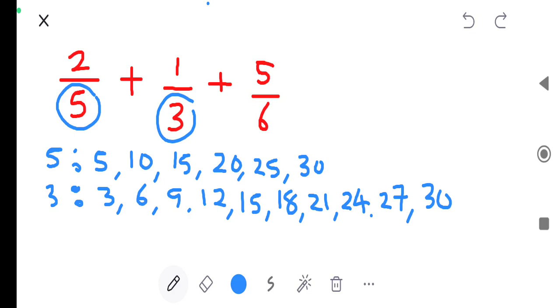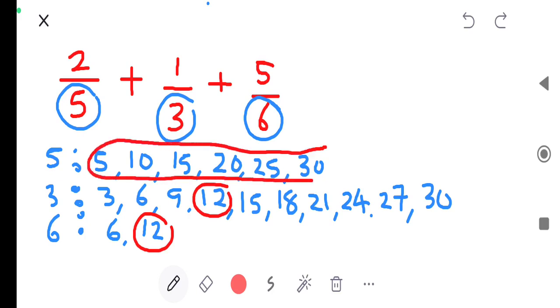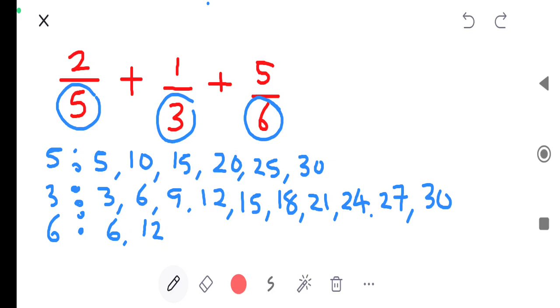Move on to the third denominator, which is 6. You write the 6 times table. 6 times 1 is 6. 6 times 2 is 12. Now, even though this 12 and this 12 are common, there is no 12 here, so I cannot stop at 12, and I will continue. 6 times 3 will be 18. 6 times 4 is 24. 6 times 5 is 30.